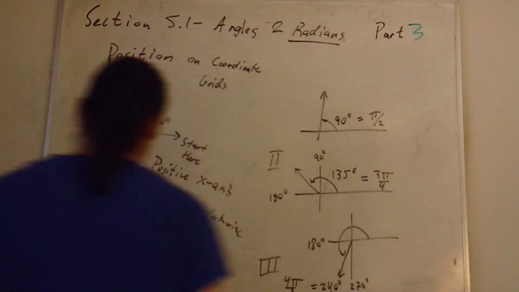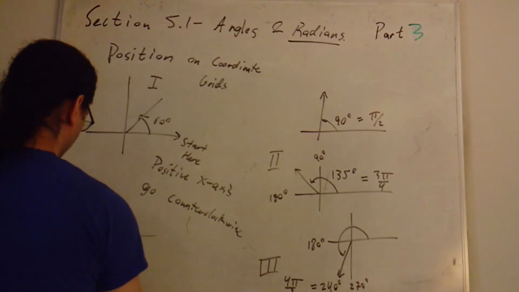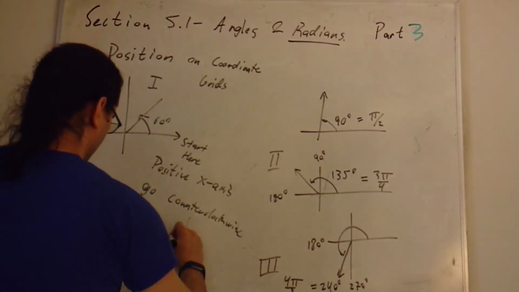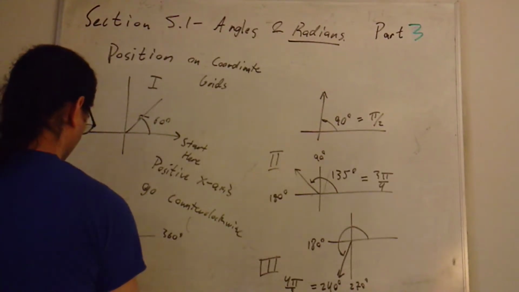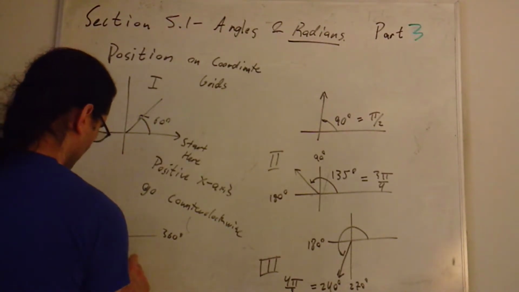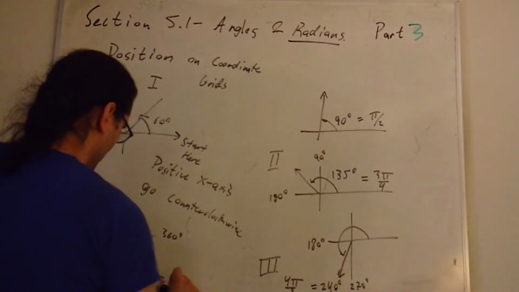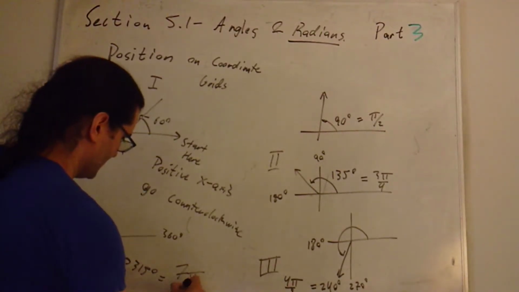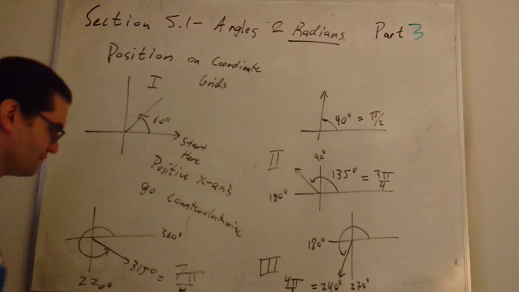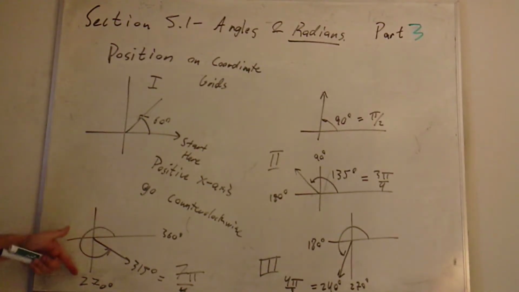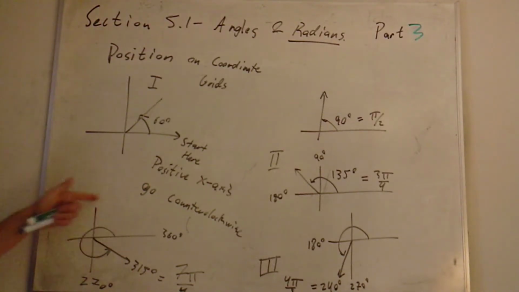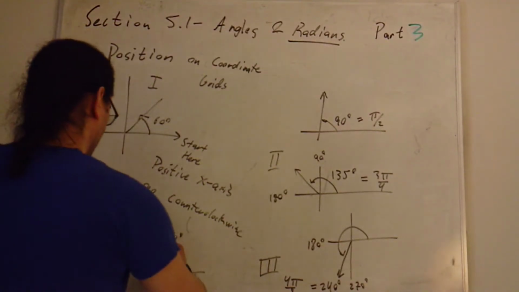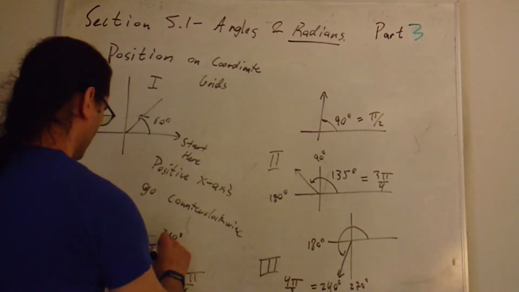And I'll squeeze the last one in here. Anything between 270 degrees and 360 degrees, so maybe this is 315 degrees right here. That's 7 pi over 4. Okay, 7 pi over 4. Anything between this 270 straight down negative y-axis angle and 360 degrees, which is all the way around back to the positive x-axis, will give you angles that are in quadrant 4.